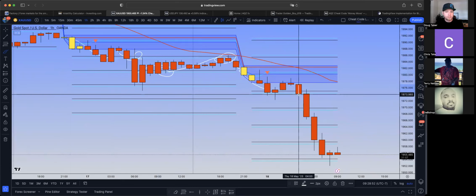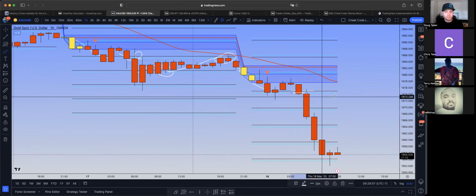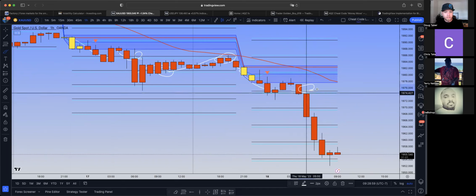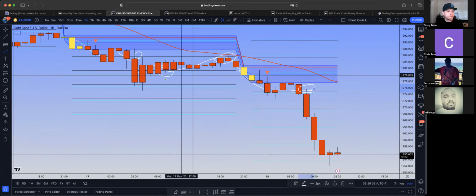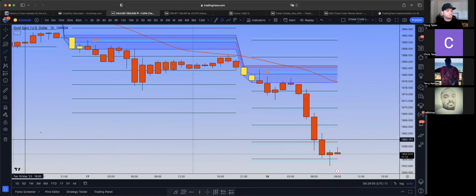So if you get a close below an entire AQZ zone, then you can look at a potential retest or continuation to the next zones.